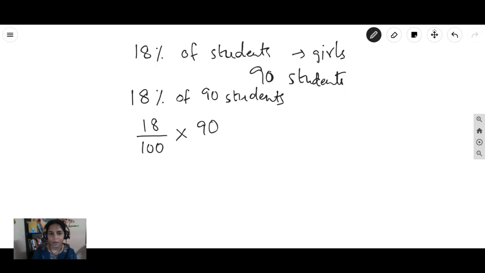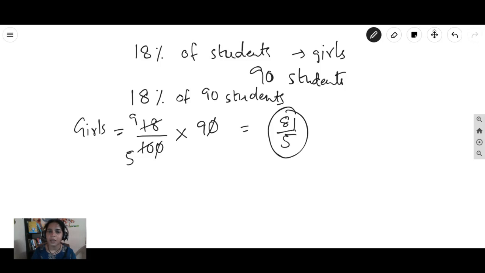That's all, simple. When I simplify this, I'll get the 18% who are girls, no? So these are all girls. 18% into, of means into, the 90 students. If I simplify this, I'm going to get 162 by 10. Maybe I can simplify it a little more. Let's do that also. This becomes 81 by 5. Though my choice of numbers is different, it is not giving me a whole number. But if this was a whole number, that many students would be girls.